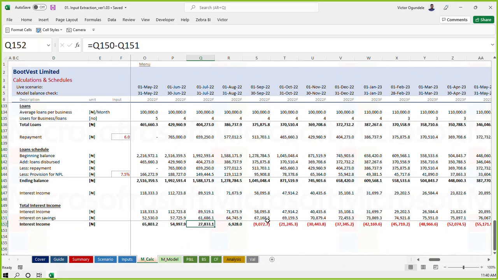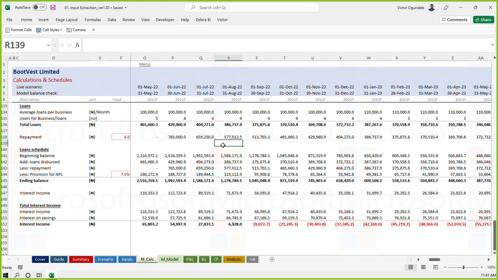Okay. So something strange is happening here, guys. Let's take a look at it. Interest on savings is more than our interest income. What do you think is happening? Should we not make money from savings as well? So yes, we have people depositing on our platform, and it is part of it.